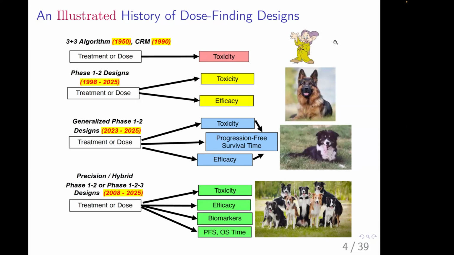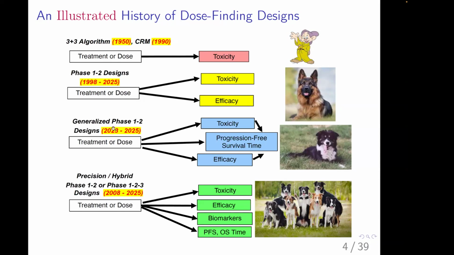And then, as we all know, dogs are far more intelligent than people. So a German Shepherd noticed that, well, you should also use efficacy as well as toxicity. And then Border Collies, which are smarter than German Shepherds, as we all know, said, well, let's also put in progression-free survival time.